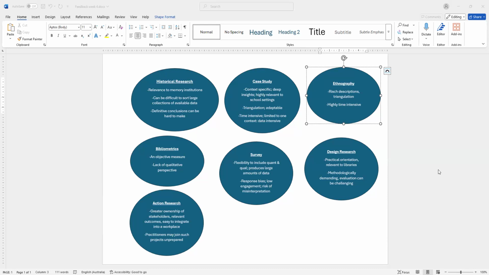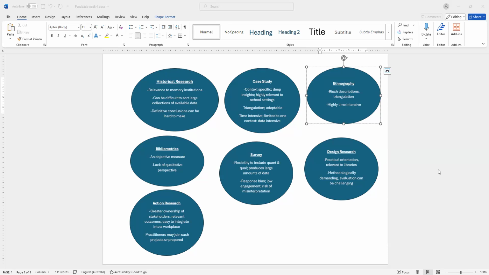Bibliometrics is a very objective measure, a measure to assess the standing of a scholar in their scholarly circles, right? And because it's a very objective measure, a weakness of this approach is that it lacks a qualitative perspective. Unless you have an understanding of why the citations have been given to this particular scholar, and why their work merits so much importance, which is a qualitative exercise.